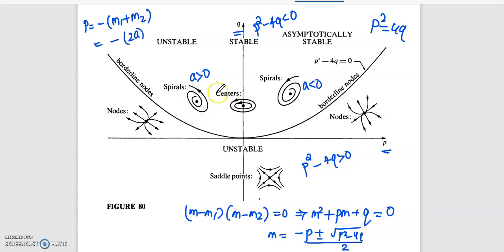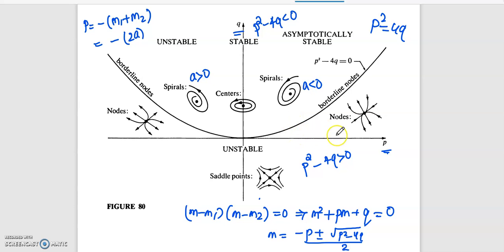Now similarly, in the case where a > 0, it will be unstable. The spiral will be in the outward direction. So when a is greater than 0, in that case p is negative. So that is in this quadrant. So in that case we will get an unstable spiral. So that is the case for the center and the spiral.